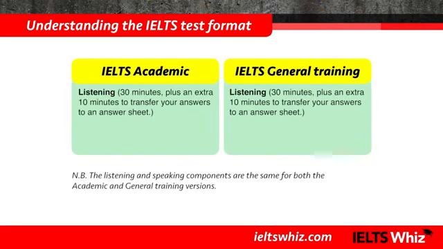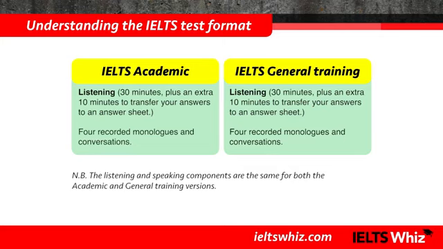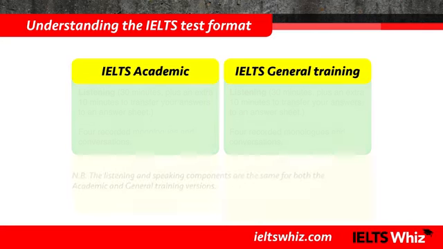The IELTS Academic and General Training listening tests take 30 minutes. Plus, you're given an extra 10 minutes to transfer your answers to an answer sheet at the end of the listening test. Both the academic and general training listening tests have 4 sections, so you will hear 4 recorded monologues and conversations with either one person or multiple people speaking.